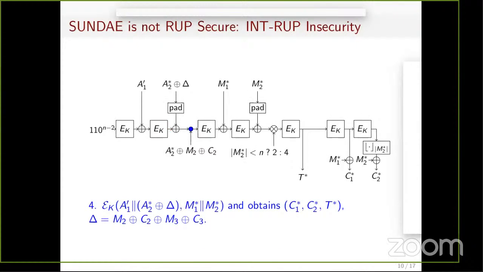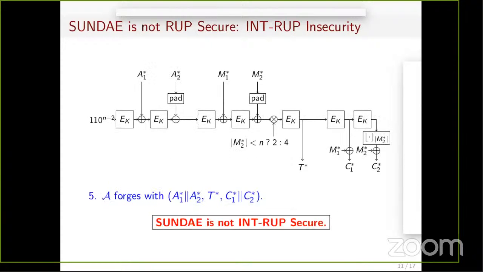And finally, the adversary makes an encryption query where the first associated data block is set to A1 prime, and the second data block of the associated data is set to A2 star plus delta, where delta is the sum of the second and third master ciphertext block sum. It obtains C1 star, C2 star, and T star. And that helps the adversary to forge the cipher with the associated data blocks A1 star, A2 star, the tag T star, and the ciphertext blocks C1 star, C2 star. And that shows that this construction, Sunday, is not inter-UP secure.